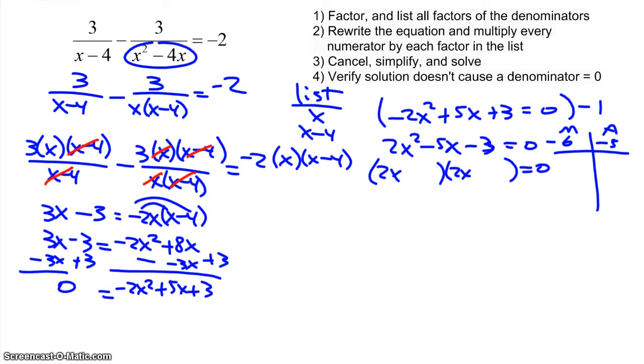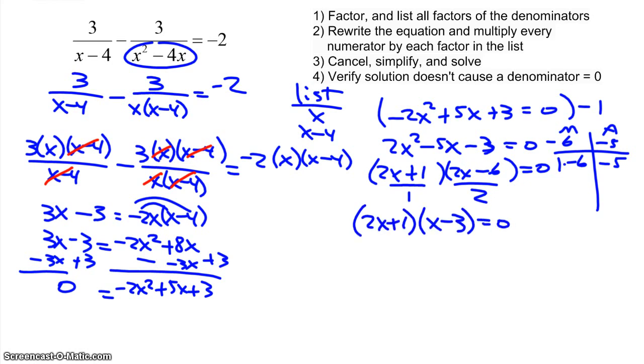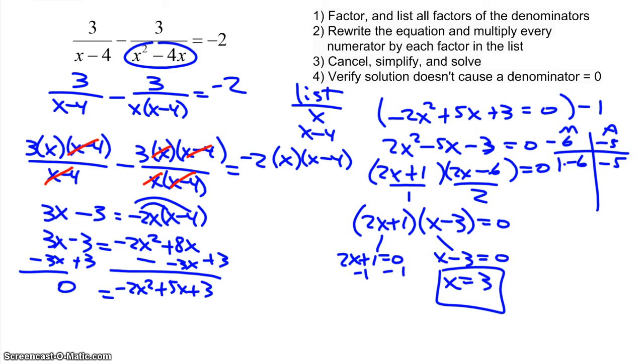And the right two numbers to do that are, let's see, 1 times negative 6. That adds to negative 5. So plus 1, negative 6. Dividing out common factors, we have 2x plus 1 times x minus 3 equals 0. And that means the whole thing is 0 when this factor is equal to 0, or when this factor is equal to 0. This one is x equals 3. That's a solution. And the other one, if you get, let's say, subtract a 1, 2x equals negative 1, so x is negative 1/2. That's the other solution.